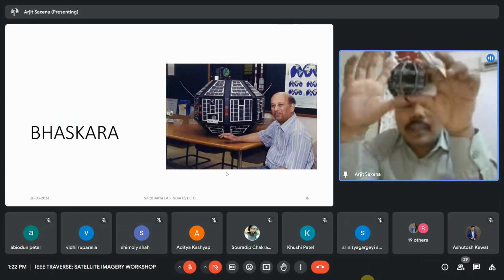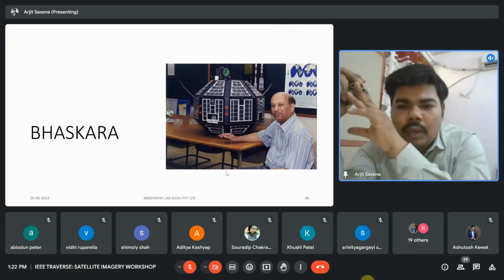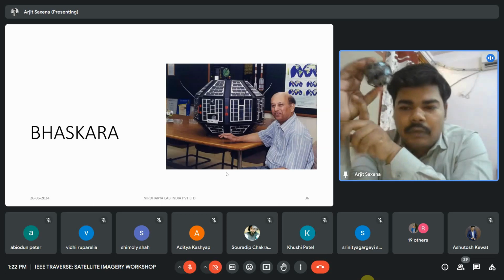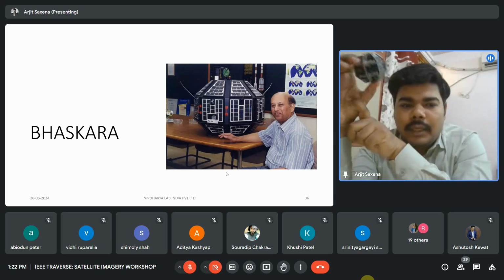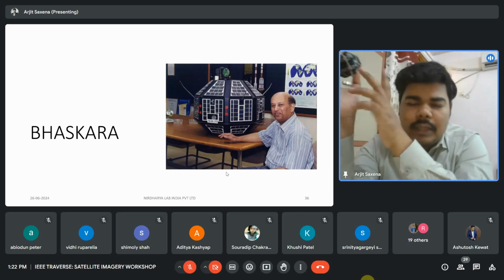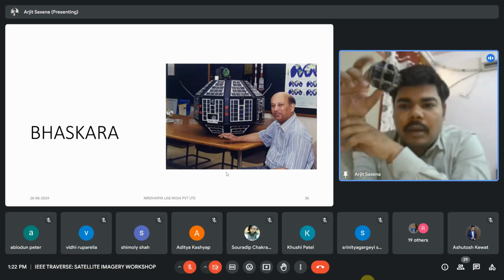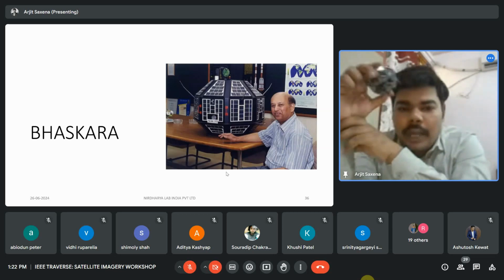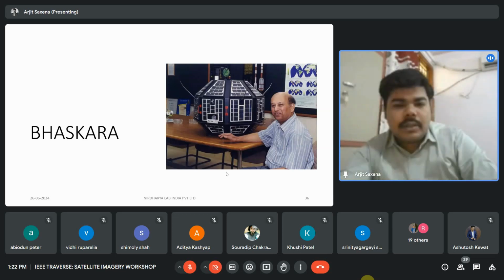The Bhaskara payload was the first payload which was sent in 1969. The objective of this payload was to study the Earth. There were several other objectives, but it was basically for the study of Earth. And it was designed by the person in the photograph. Can anyone name this person? He is known as the Satellite Man of India.